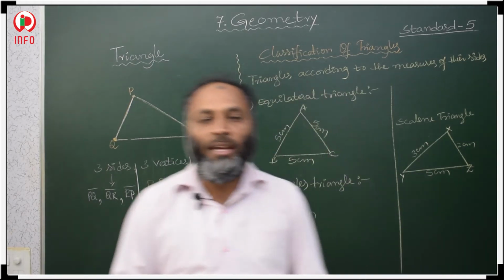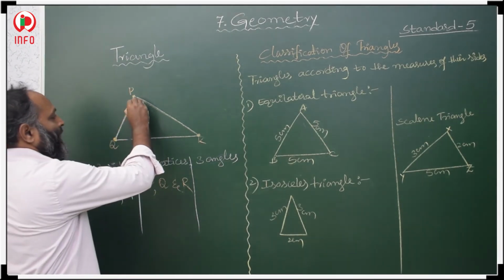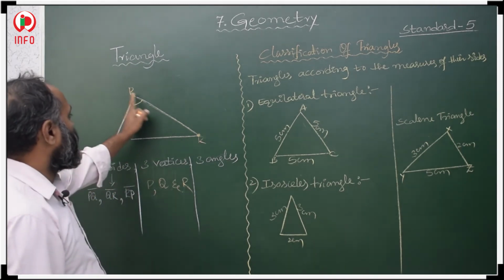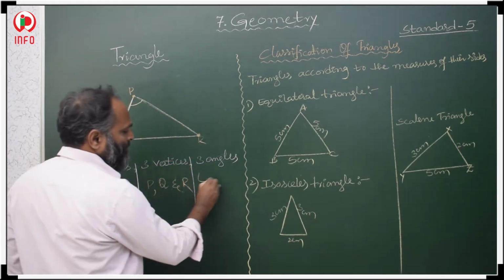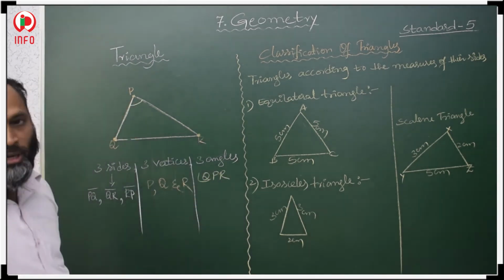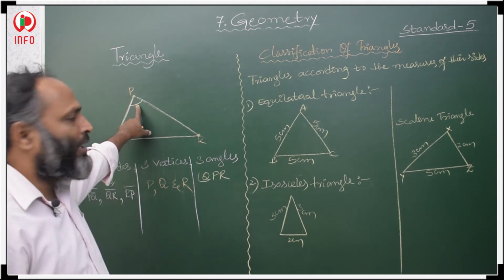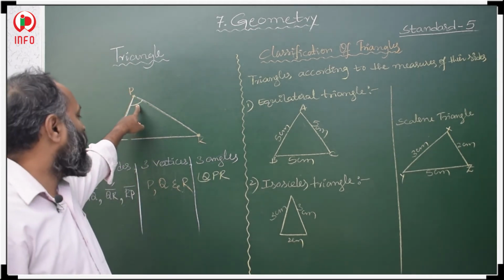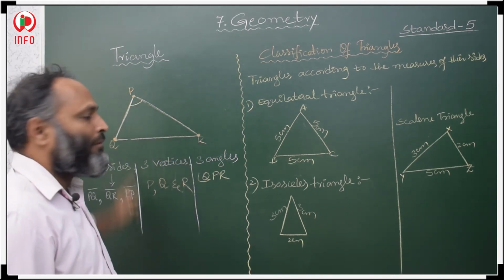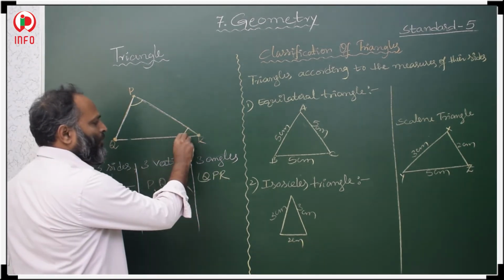Next, 3 angles. What are the 3 angles? First, angle P. How to represent angle P? Angle QPR. P we should take in the middle. When we are showing P, the alphabet P should be in the middle. Either it is QPR or RPQ, any one we can write. Then angle R. How to represent angle R?